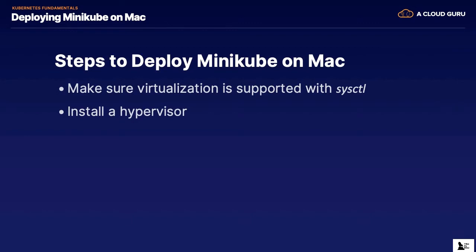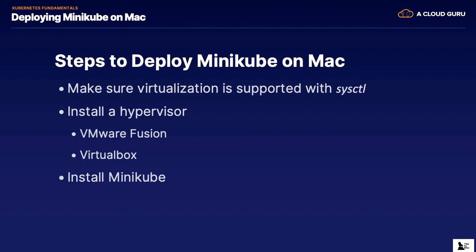The next step is to install a hypervisor, but this isn't as hard as it sounds. In fact, it can be done with a single command. The default hypervisor is VirtualBox, but VMware Fusion can also be used. In just a moment, I'll walk you through installing VirtualBox using just a single command. From there, you install Minikube, install kubectl, or kubecontrol, and then finally start up Minikube.